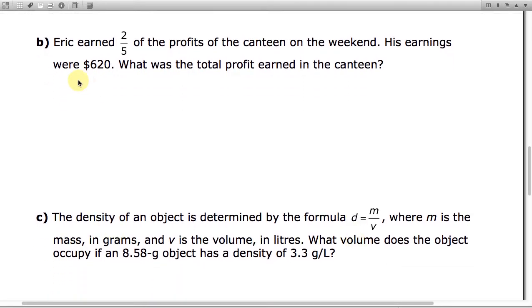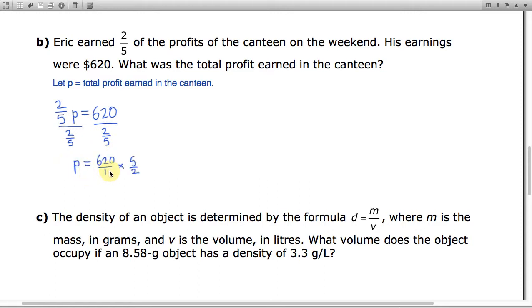Here it says that Eric earned 2/5 of the profits of the canteen on the weekend. His earnings were $620. And the question is, what is the total profit earned in the canteen? So first, let's say let P equal the total profit earned in the canteen. And we know that 2/5 of the profit is equal to $620. So there's your equation.